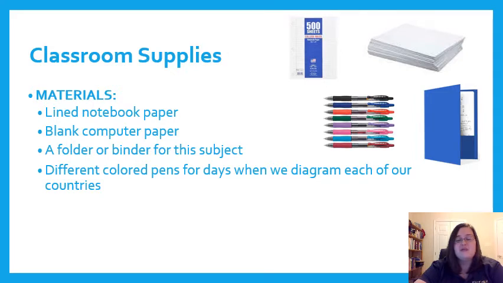A folder or a binder would be great to help with organization so that you could always access your comparative government materials whenever needed. And then a recommendation I have, it's not required, but a recommended set of materials would be different colored pens for the days when we diagram each of our countries. These country diagrams showcase all of a country's institutions on one page and can be very powerful reference tools for the entire course. It's not required that you use different colors, but it can accentuate and help students find details and compare and contrast. So it would be helpful if they had access to some different colors of pens.